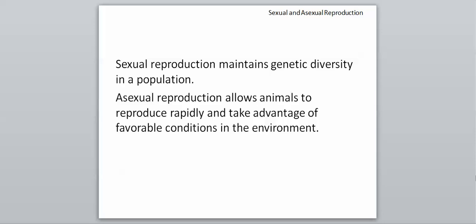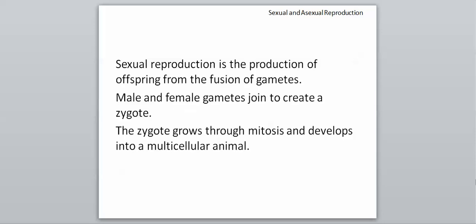since they're able to reproduce sexually. And then asexual reproduction will allow our animals to reproduce rapidly and take advantage of favorable conditions in the environment. So if there's an abundance of nutrients and there's an invertebrate that can reproduce asexually, it's going to do that so it can pass on its genes and its species can thrive. And then sexual reproduction, again, just as a review, is the production of offspring from the fusion of gametes.